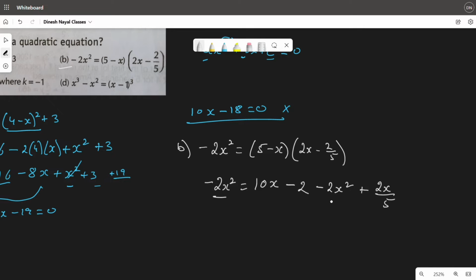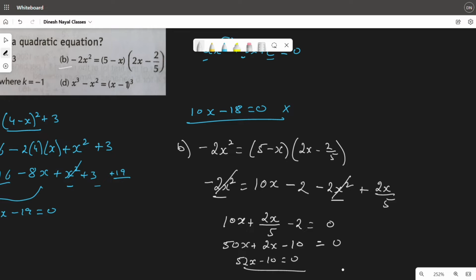Now again we can see minus 2x square, same term, so we cancel these out. So now this will be 10x plus 2x by 5 minus 2 equals 0. Now multiplying throughout by 5, we get 50x plus 2x minus 2 into 5 is 10, equals 0. So this is 52x minus 10. Again, this is also a linear equation. This is not a quadratic equation.